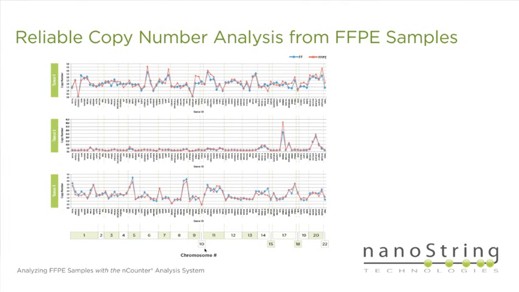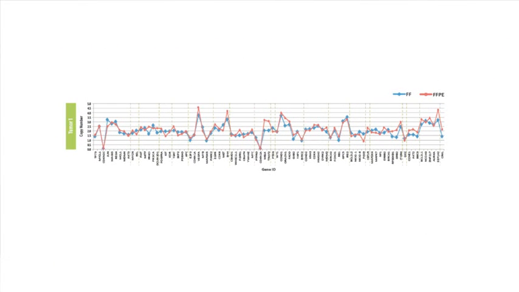In this slide, we have examined the expression of 85 genes that are known to exhibit changes in copy number in some cancers. The graph shows the copy number measurements for DNA extracted from a matched pair of frozen and FFPE tumors. In tumor 1, shown in the upper graph, examples of homozygous deletions, or 0 copies, and duplications at 4 copies were detected in both sample types.